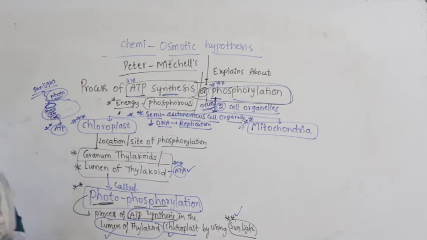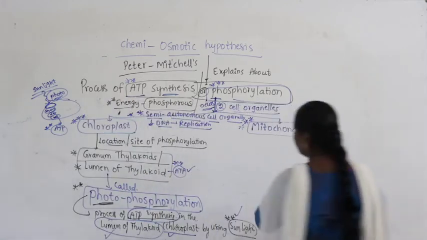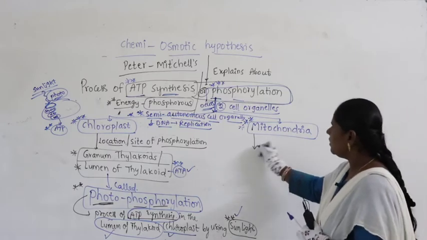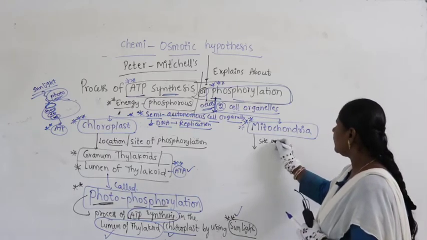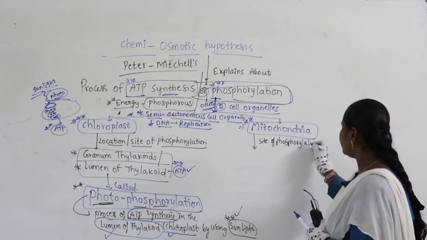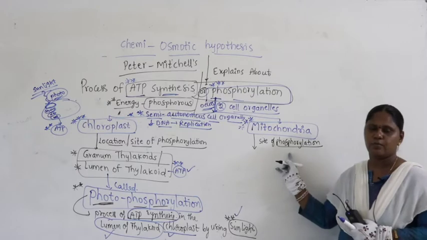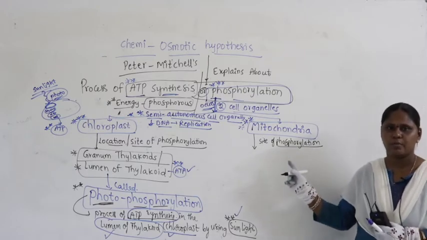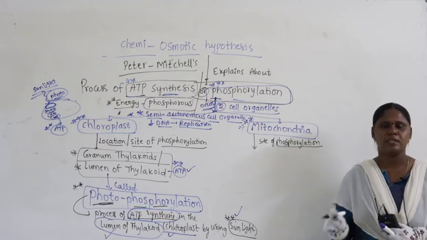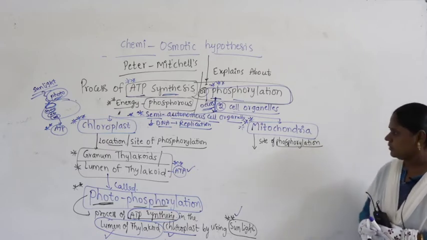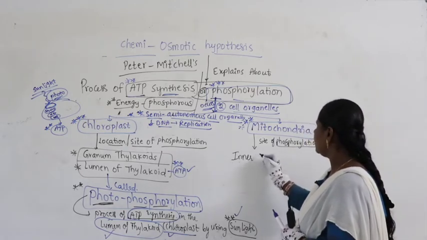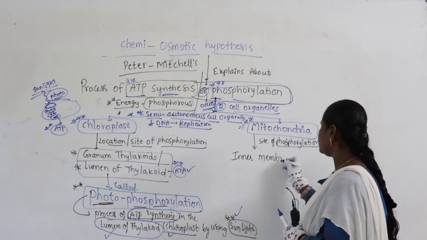Right. Now coming to mitochondria. In mitochondria, where the phosphorylation occurs, let us take the site or location. So again I am writing site of phosphorylation. Always remember in your mind, whenever I write phosphorylation, it means synthesis of ATP, synthesis of energy, right. So this occurs in the inner membrane space.